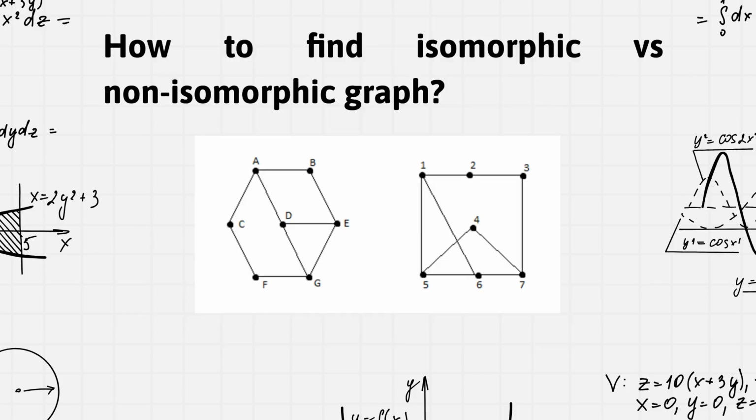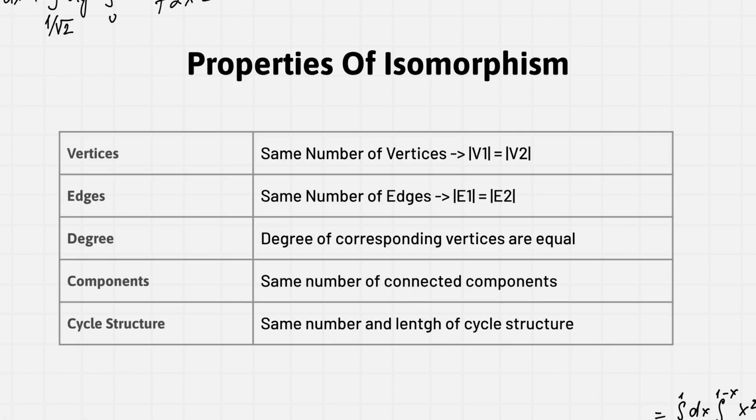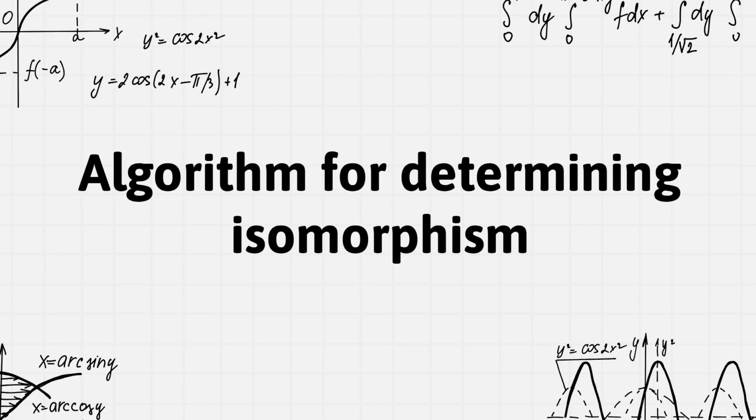The key challenge is figuring out if two given graphs are isomorphic or non-isomorphic. To tackle this, we look at several inherent properties that must be preserved between isomorphic graphs. Isomorphic graphs must have the same number of vertices and edges. The degree sequence must be equal, meaning corresponding vertices have the same number of connections. They must also have the same number of connected components and identical cycle structure, including the number and length of cycles. Now let's delve into the algorithms used for determining graph isomorphism.